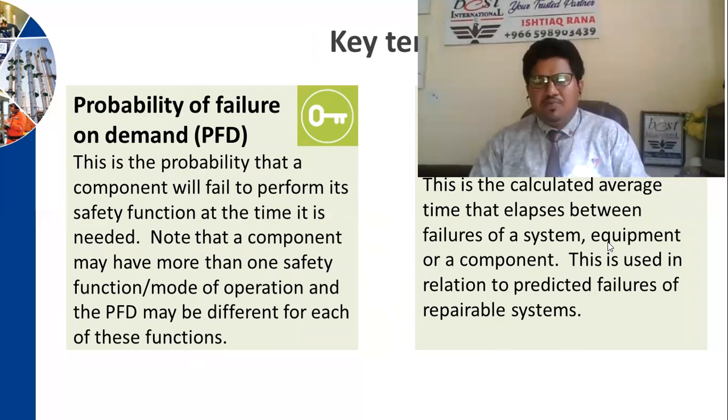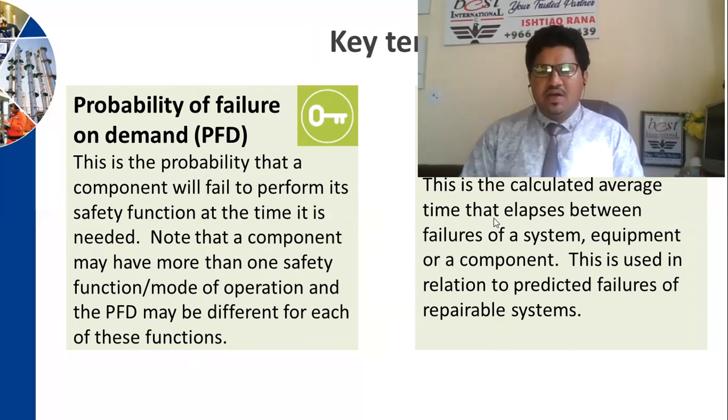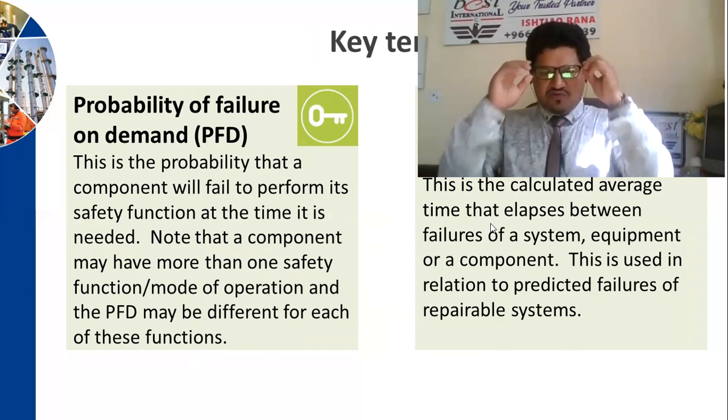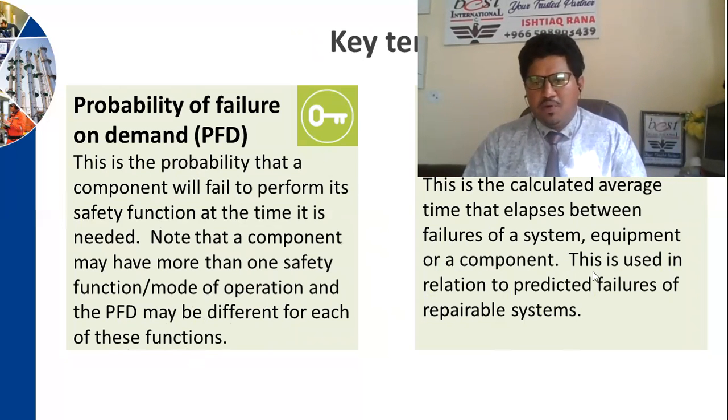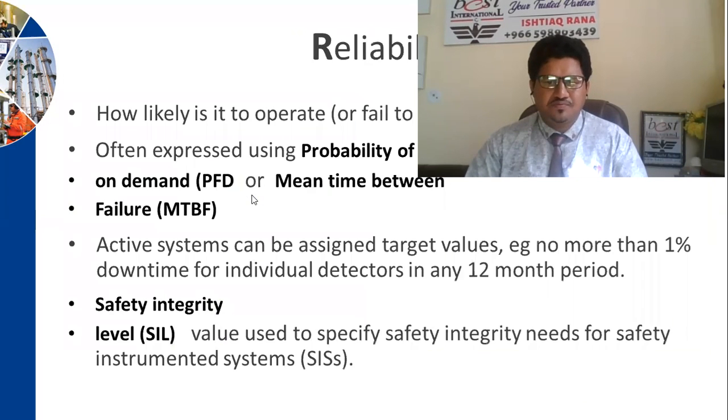Now, mean time between failure is the calculated average time that elapses between failures of a system, equipment, or a component. This is used in relation to predicted failures of repairable systems. So we will get different ratings and get the average and see what is the average rate of failure.